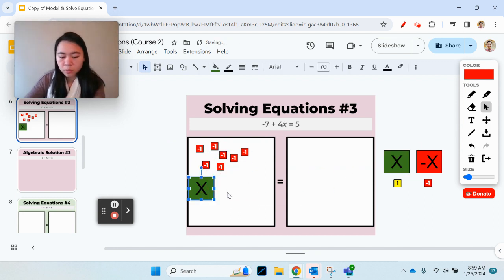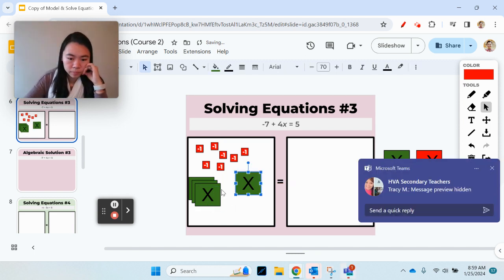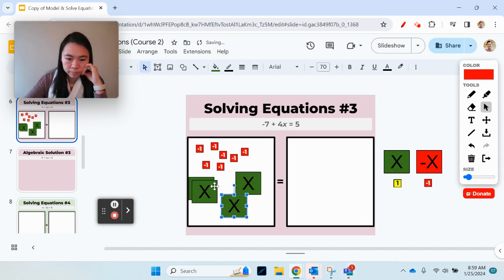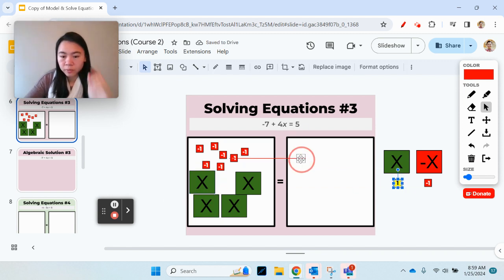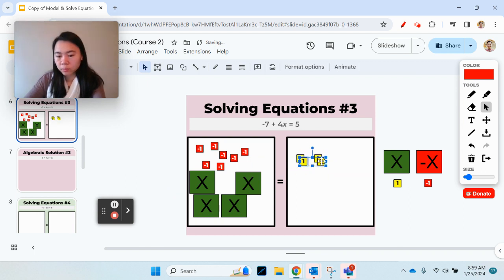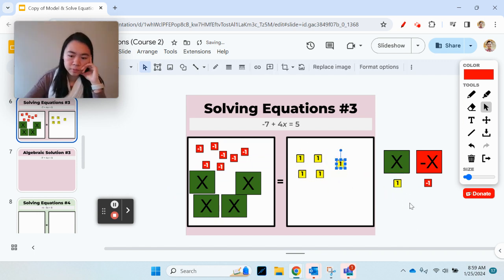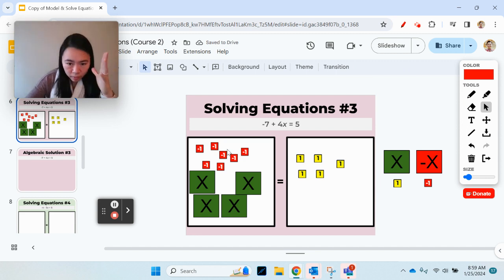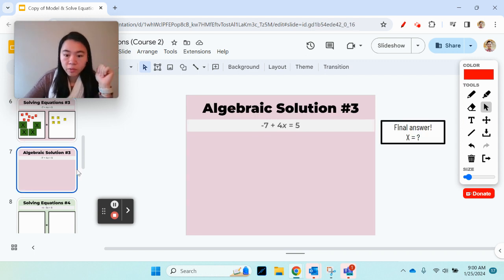Okay, so -7 plus 4 positive x's. 1, 2, 3, 4. Oops, too many. Okay, equals a positive 5. 1, 2, 3, 4, 5. So -7 and 4 x's equals positive 5. All right, let's solve this. I'm going to go ahead and set everything up.